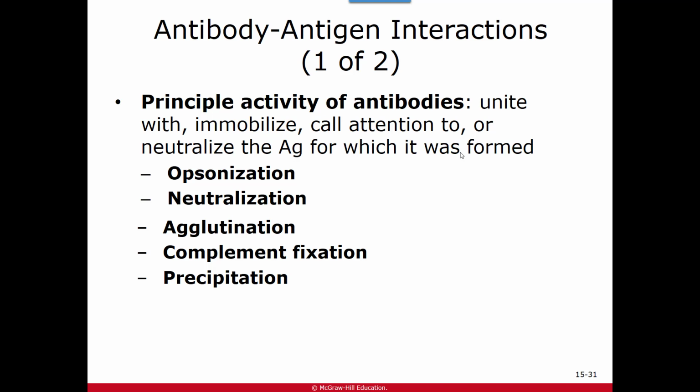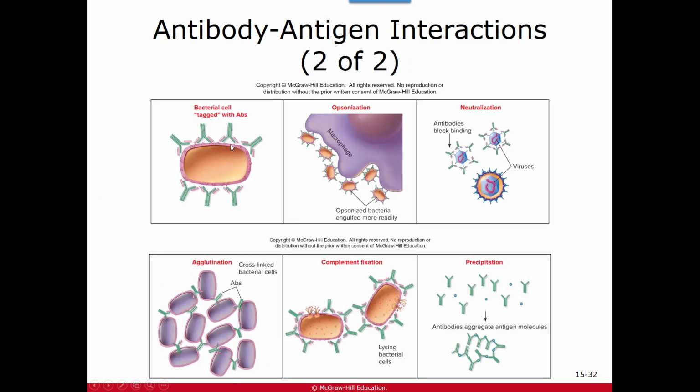There are 5 different ways the antibody can get rid of the foreign object: opsonization, neutralization, agglutination, complement fixation, and precipitation. I'm going to show you the pictures and then describe them. The arms and the hands part of the antibody is going to attach to all the little pink triangles on here, and it will coat the foreign object, whatever got in the body.